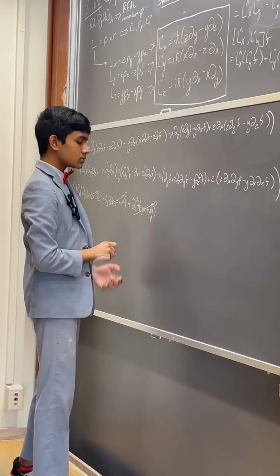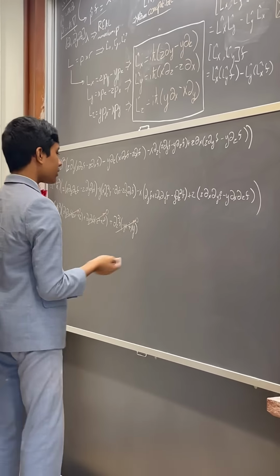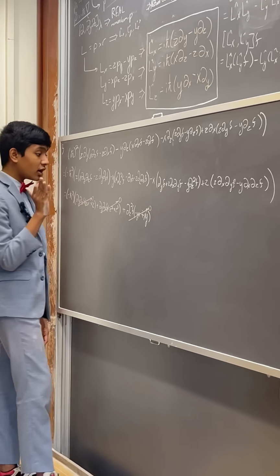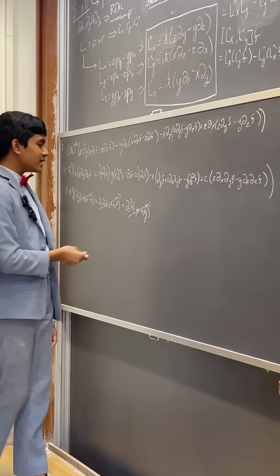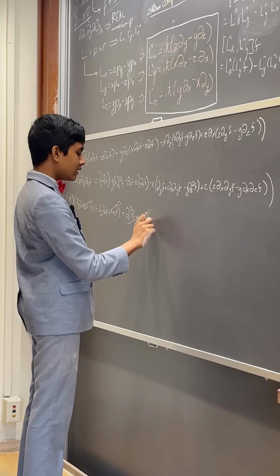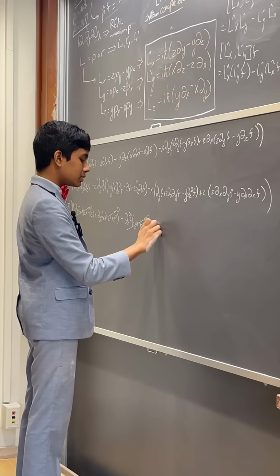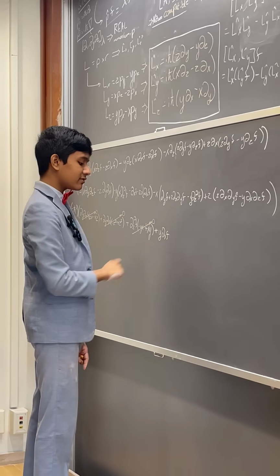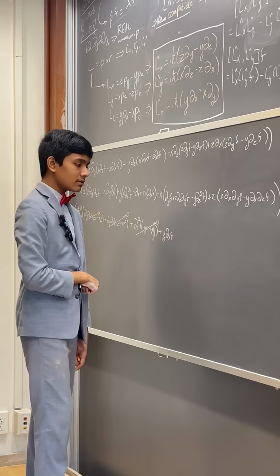Then we get a partial x f, but if you look everywhere else, it looks like there's not another partial x f, which means that this is probably standing by itself. We'll leave it be as plus y partial x f. Then we keep going. There's a partial y f, and it's also standing by itself, so we'll leave it be.